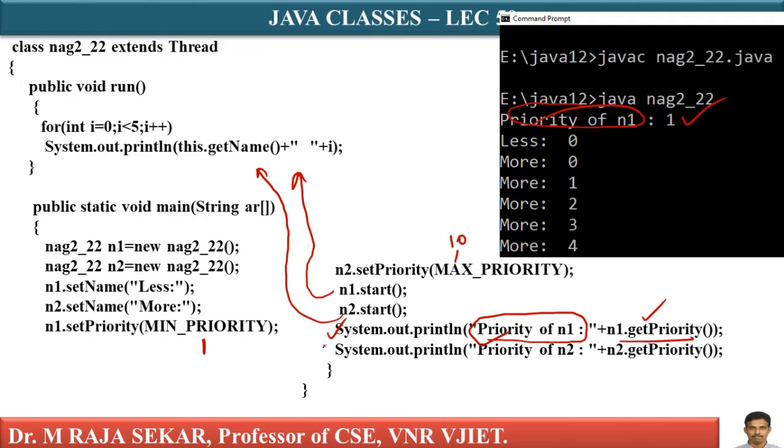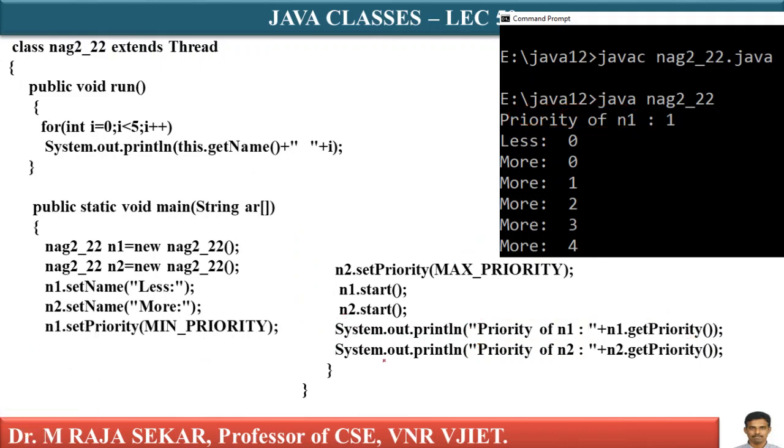After executing this particular statement, what happens? It will not execute this one. What is the reason? Where will it go? As N1.start, it will go to its corresponding run method, i equal 0, 0 less than 5, correct. this.getName means the current object. Now which one is the current object? N1 is the current object. getName means its name. What is N1's name? We assigned less. Therefore, i equal 0, you will get less 0 here.